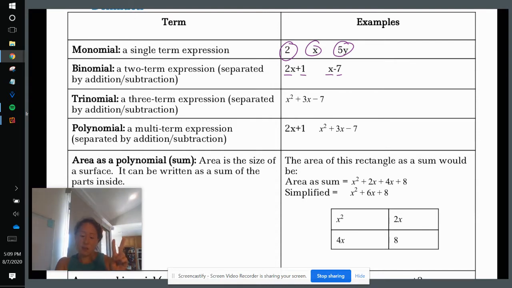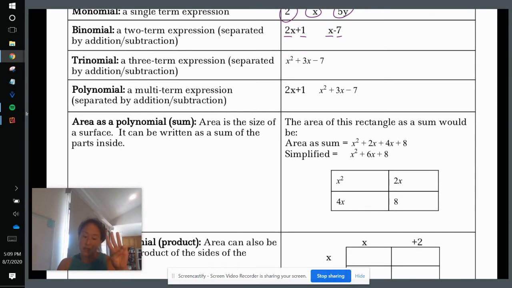Okay, so trinomial, 3 things, like a tricycle or a tripod, 3. So x squared plus 3x minus 7. Each one of those terms is part of a trinomial. 3 terms, trinomial. Okay? A polynomial just means a multi-term expression. So a monomial, a binomial, a trinomial, they are all polynomials. Okay? Cool. So when we get to expressions that have lots and lots of terms, like hundreds of terms or 10 terms, then we call it a polynomial.